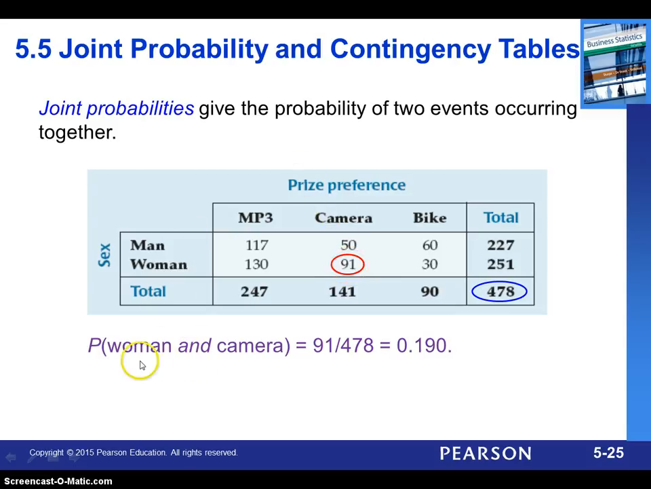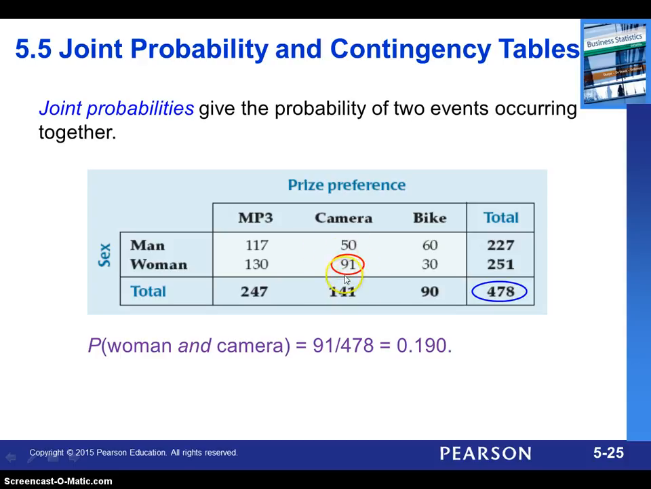And this is going to be the case where we have an and statement. So we're looking for the probability of women and camera. In clearer English, what's the probability that we surveyed someone who turned out to be a woman and she said she wanted a camera as her prize? These two things tell us where in the contingency table to look. Look in the women row, and then look in the camera column. If you were to draw 2 lines, one through camera and one through women, those 2 lines would intersect right here at 91.